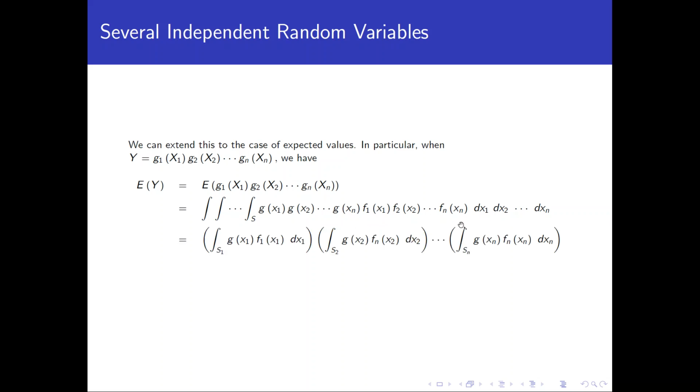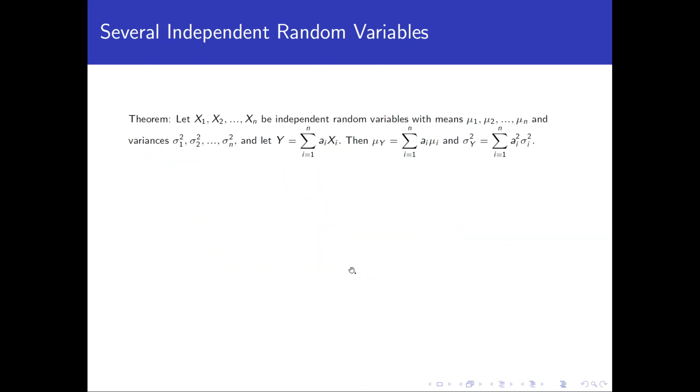Just like we did in the previous example, since everything here is already broken apart and everything is independent, this space must be rectangular, or whatever n-dimensional box that looks like. We can break it up into pieces like this with our integrals, and then of course each of these now represents the expected value of the respective variables.